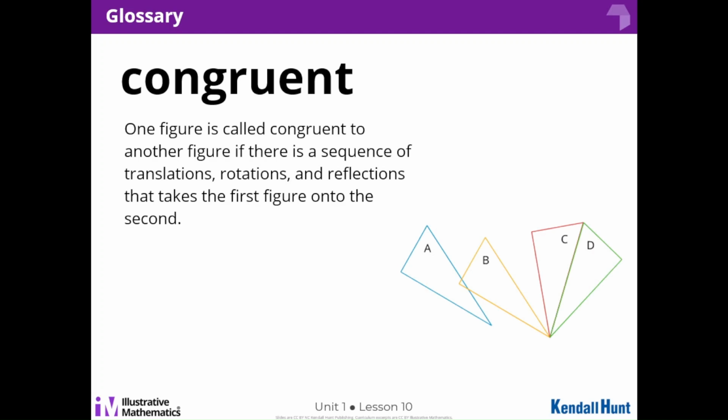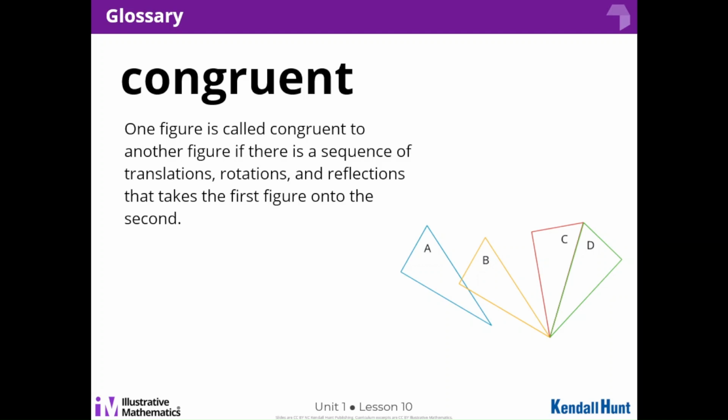Next, we have congruent. When we say that something is congruent, such as the triangles we have in the bottom right here, what we're saying is, even though they may have been translated to the right, rotated clockwise, or reflected, meaning flipped over, it's still considered congruent because the side lengths are the same and the angles are still the same. So that's the important part we want to pay attention to today.